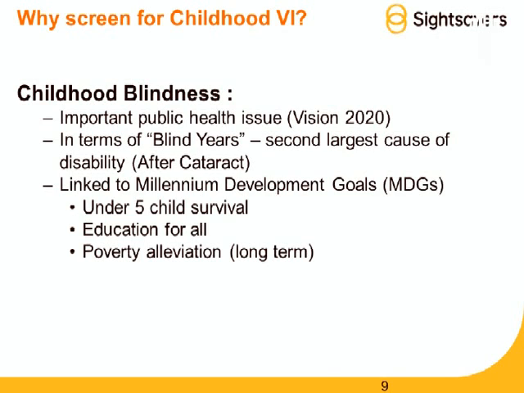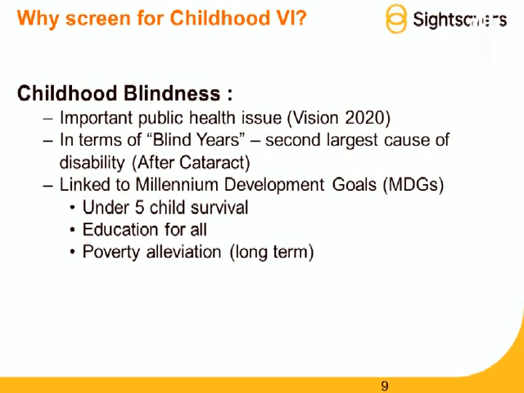In terms of blind years, childhood blindness is the second largest cause of disability life years, just after cataract, which is more in numbers. So we know that a child with blindness has to live a lot of years. So that blind year component is much more than in adults.